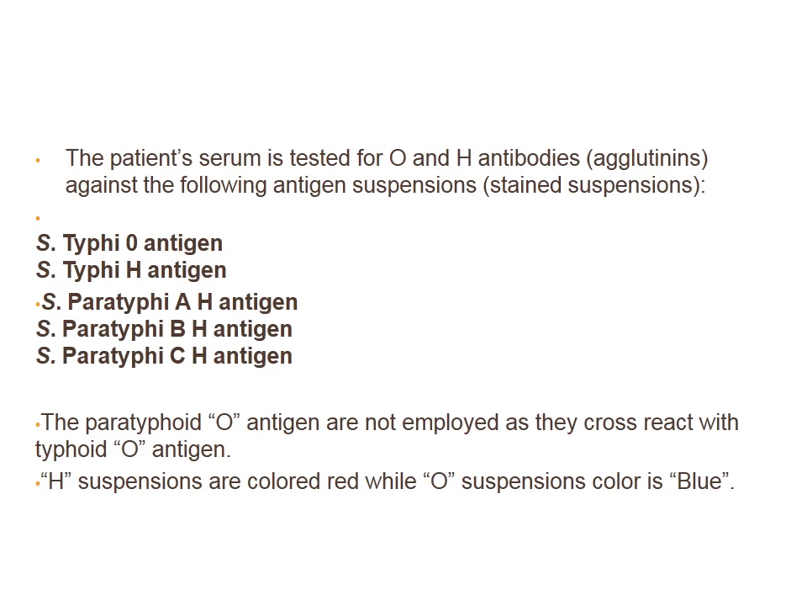The patient serum is tested for O and H antibodies, which are agglutinins, against the antigen suspensions, which are usually stained suspensions: S. typhi O antigen, S. typhi H antigen, and S. paratyphi A, B, C, and H. The H antigen is being tested. The paratyphoid O antigens are not employed as they cross-react with typhoid O antigen.